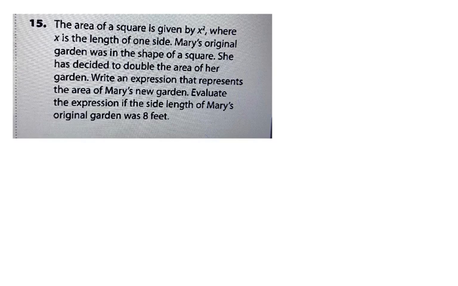Well, so think about that. We know that our formula here is going to be x squared, okay? It's right here. Her original garden is the shape of a square, so the sides are all the same. Length times width, x squared, two sides multiplied together. She decided to double.